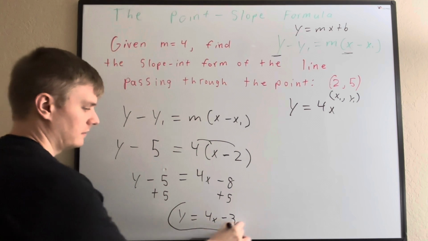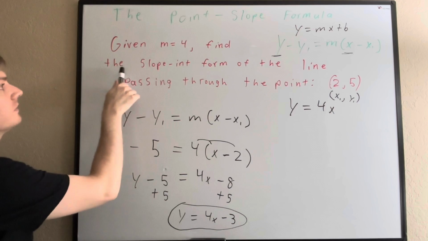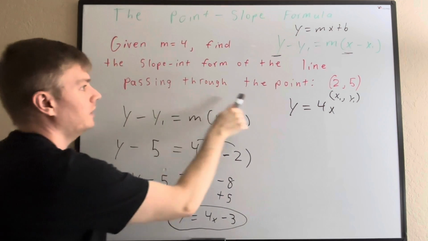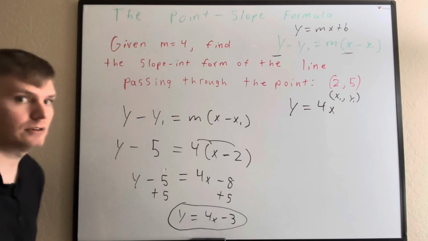And there's your answer. y equals 4x minus 3. They wanted us to find the slope-intercept form of the line passing through the point 2, 5. And that's what we did. y equals 4x minus 3.